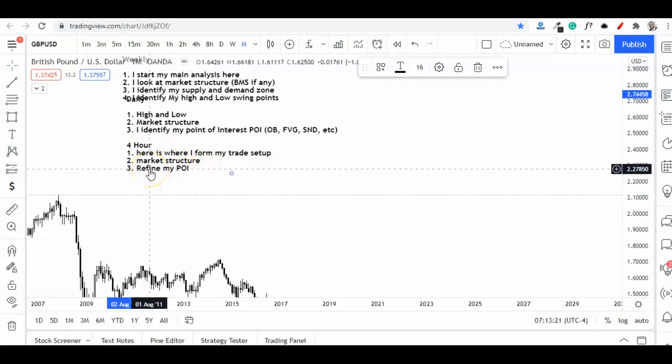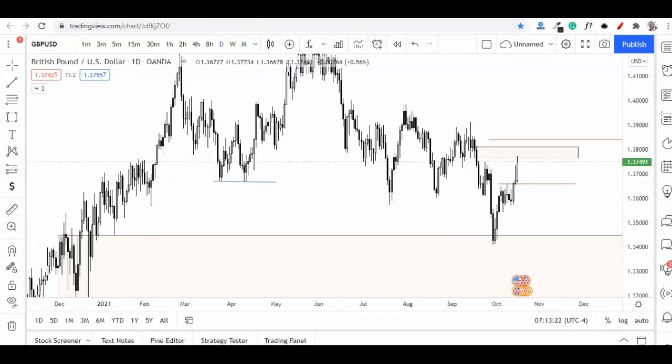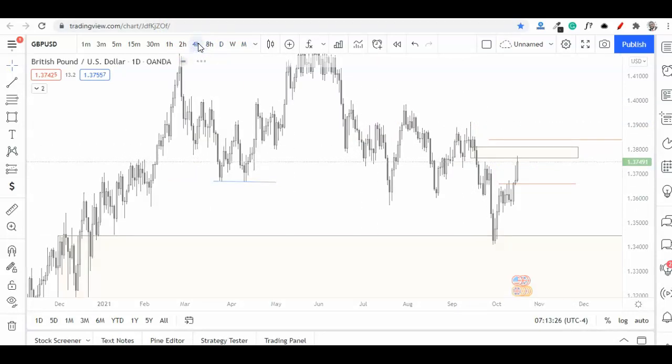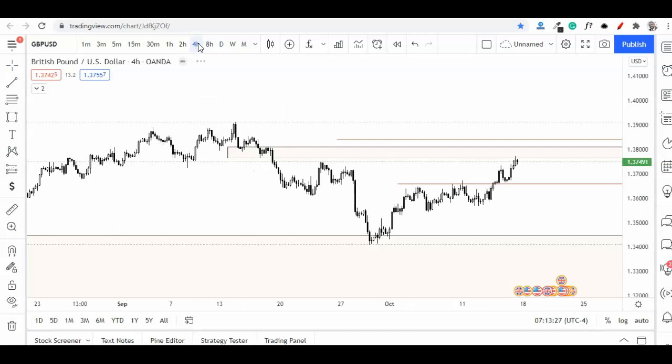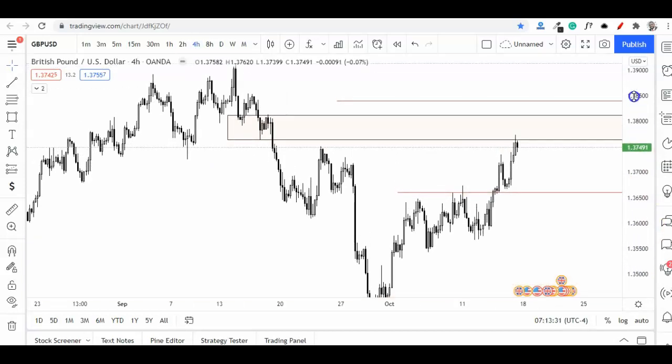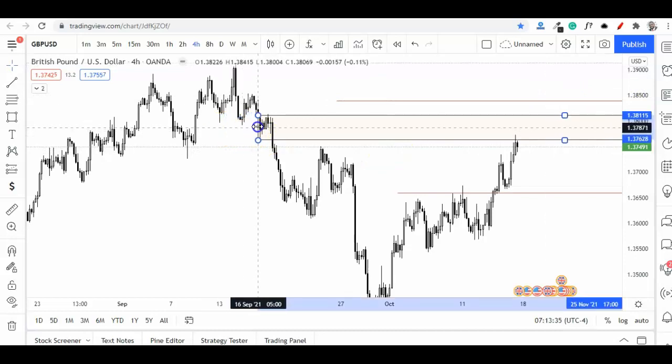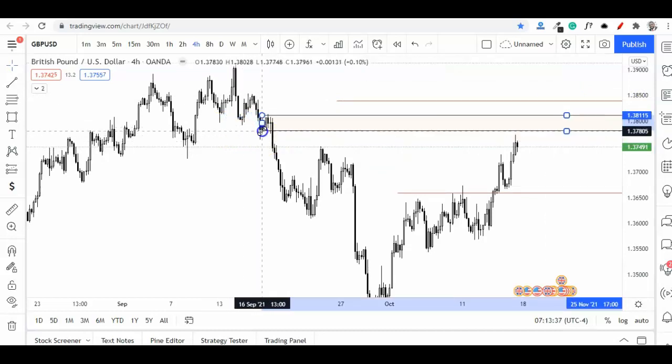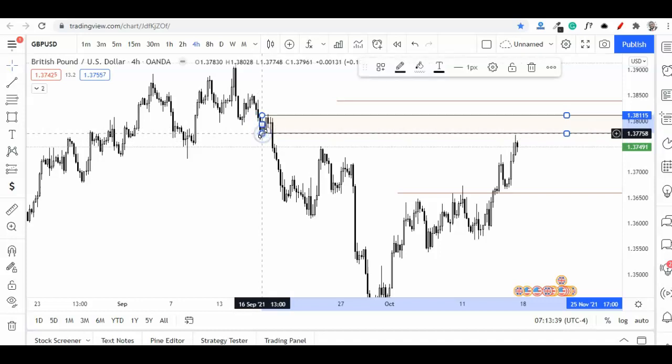Then I will refine the point of interest from the daily. Now this is the daily point of interest, so I will go to the 4 hours and see if I can refine that point of interest. Okay, I can refine that point of interest, so I can refine it to this order block here.